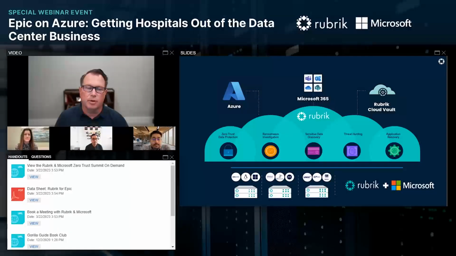Here's another good one. Brandon is asking if you can provide any examples of hospitals that have successfully transitioned their data center operations to the cloud, as well as the benefits that they might have seen. Marcus?